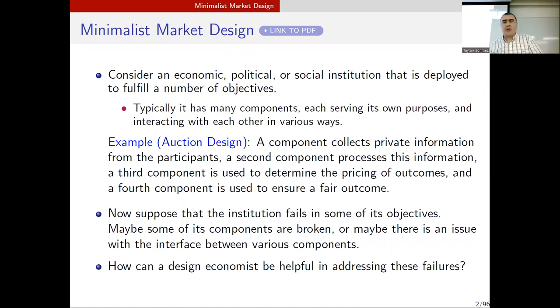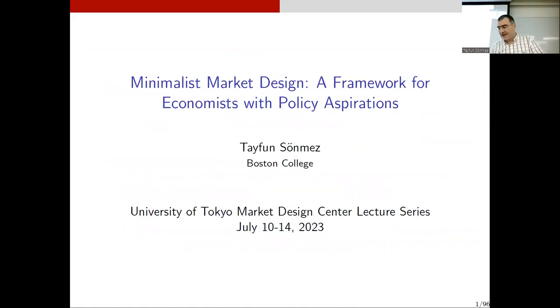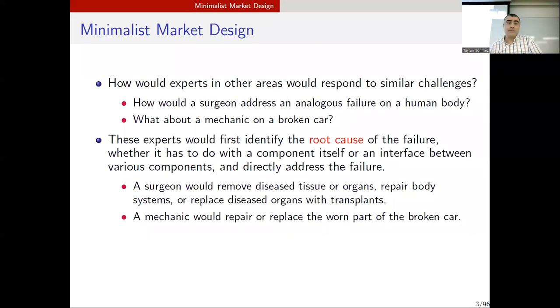How can a design economist be helpful in addressing these failures? So what should we do? Okay. Let me first ask the following question. How would experts in other areas deal with these kinds of situations? Like how would a surgeon address a similar failure on a human body? You have something with your knee, they will not pull your teeth, right? Typically, not at least, unless there's a sophisticated relation between the knee and your tooth. What about the mechanic on a broken car, right?